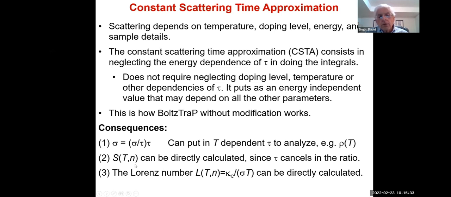The Seebeck coefficient is a ratio. And because it's a ratio, tau cancels in the constant scattering time approximation. And that's very convenient because then you can directly compare it with experiment. And the same thing is true for the Lorentz number, because the Lorentz number is the electronic thermal conductivity divided by the electrical conductivity times temperature. And that also is a ratio that can be directly calculated with the constant scattering time approximation.